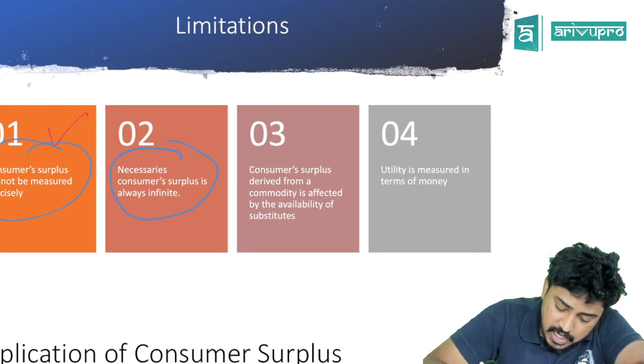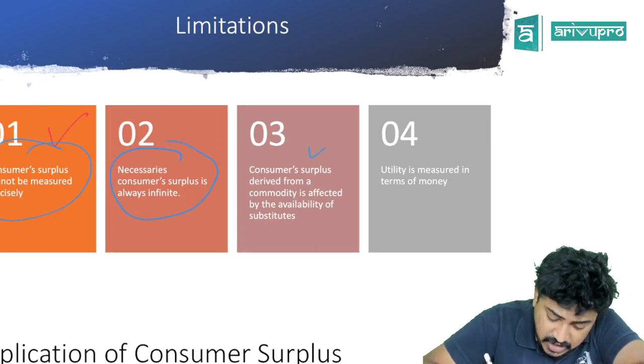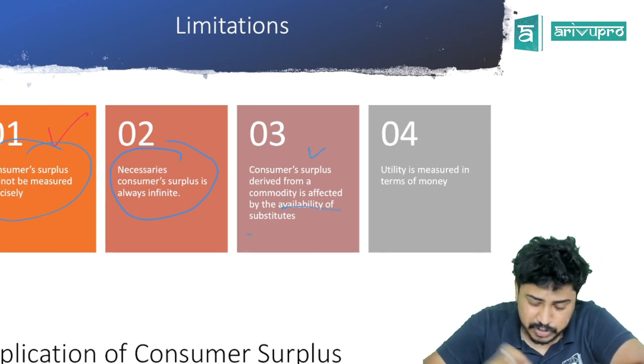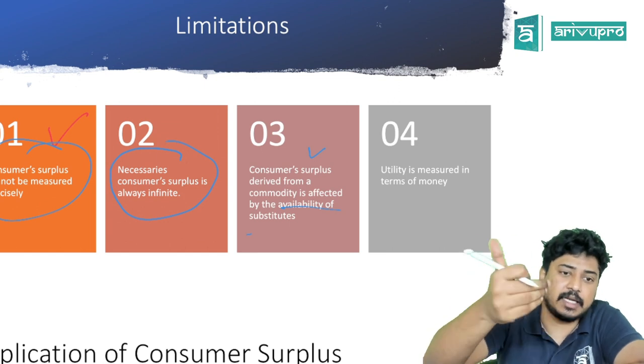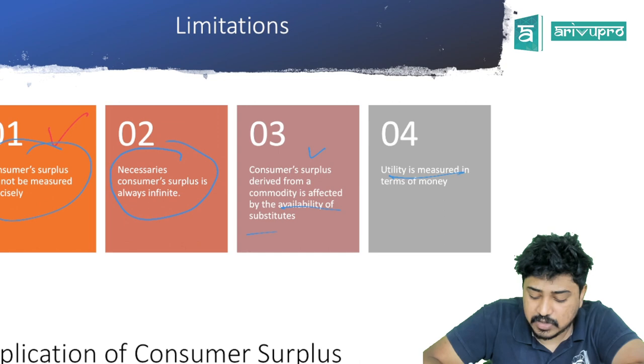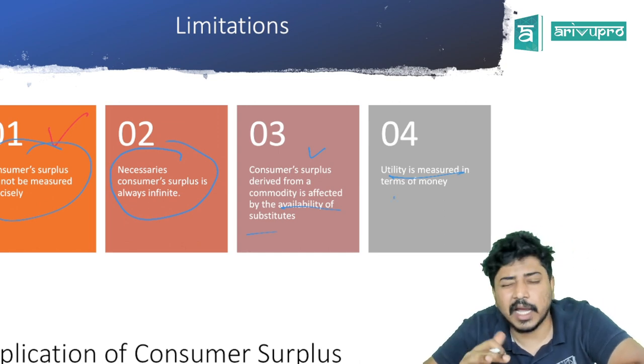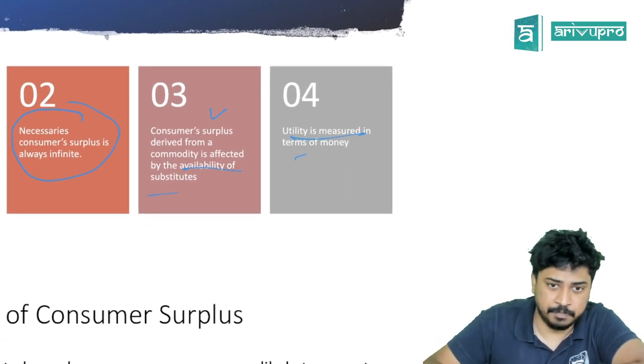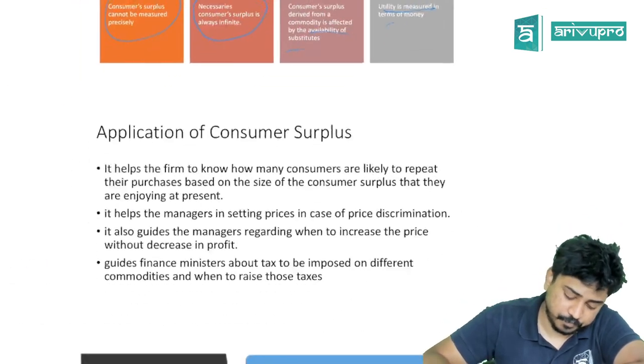Consumer surplus derived from a commodity is affected by availability of the substitute. More the substitute, right? Depending upon the substitute, the consumer surplus will get affected. Right, utility is measured in terms of money, which is kind of not acceptable in reality.